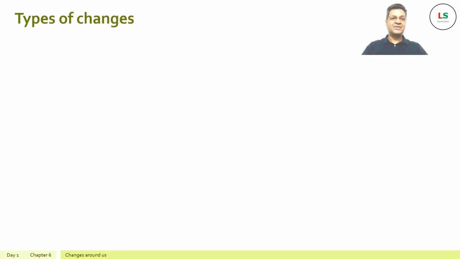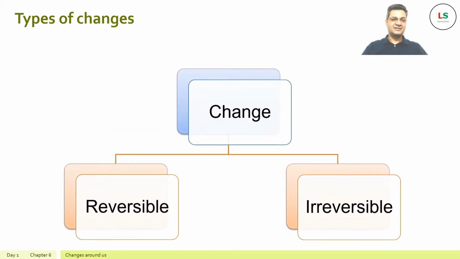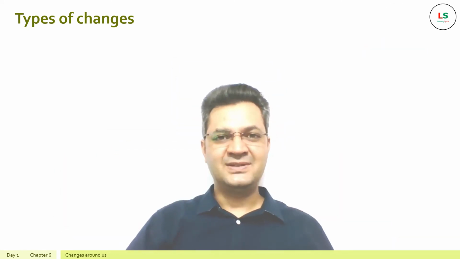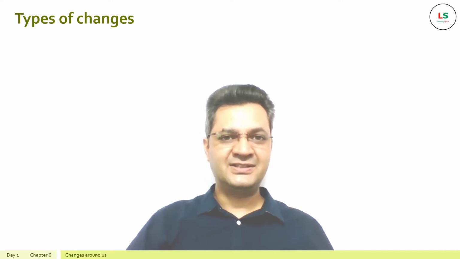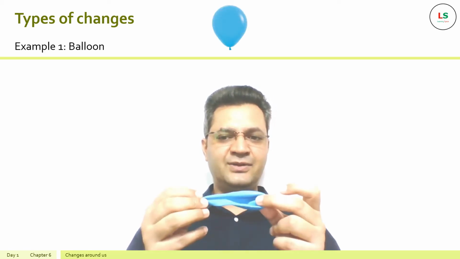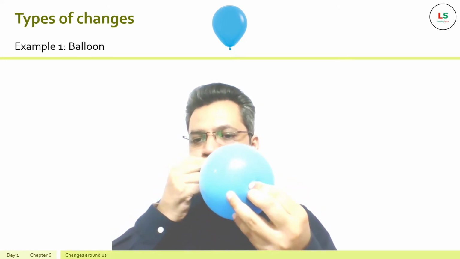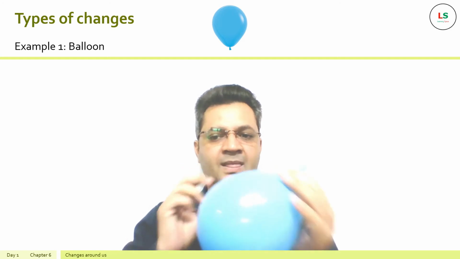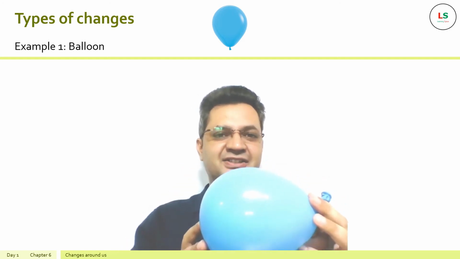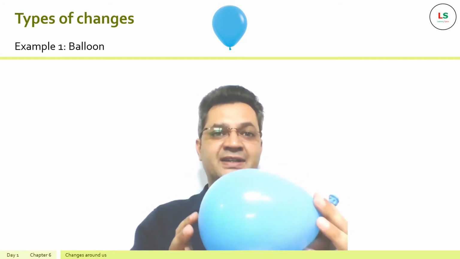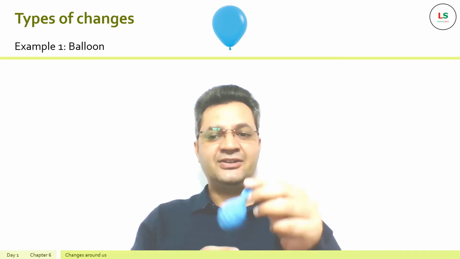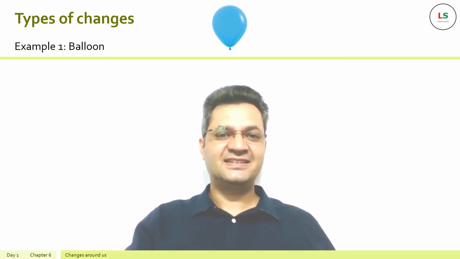Types of changes. Change is of two types, either reversible or irreversible. Let's discuss a few examples related to reversible and irreversible changes, and then we'll try to define each of them. Here we have the first example of a balloon, and we'll blow air into it. We see a change in its shape and size. Now, if we release the air, it returns to its original shape and size.